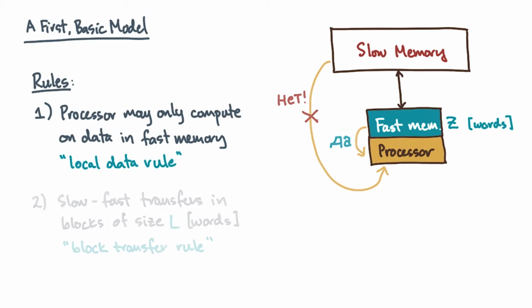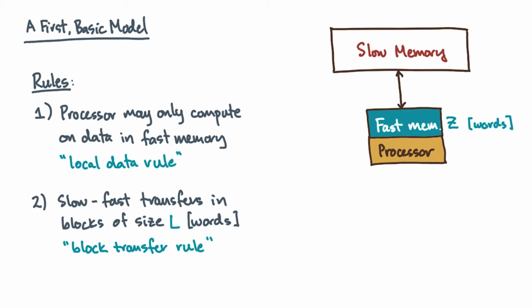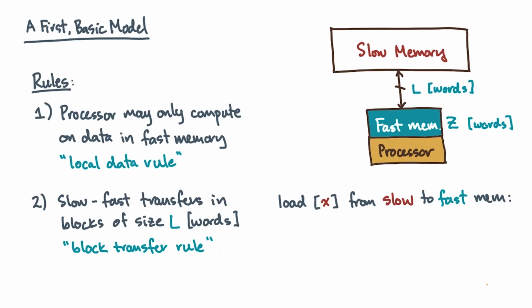Here's the second rule. It's called the block transfer rule. It says that when data moves back and forth across this channel between slow memory and fast memory, it does so in chunks of size L words. That is, consider the following scenario. Suppose you want to load a word at address X from main memory. The block transfer rule says you actually have to pay to move an additional L-1 nearby words.